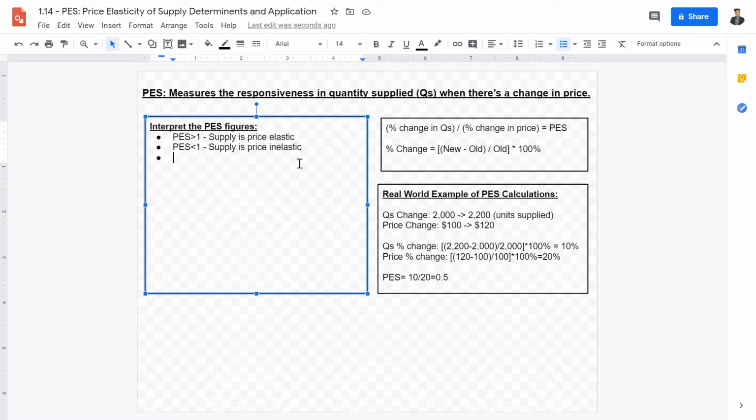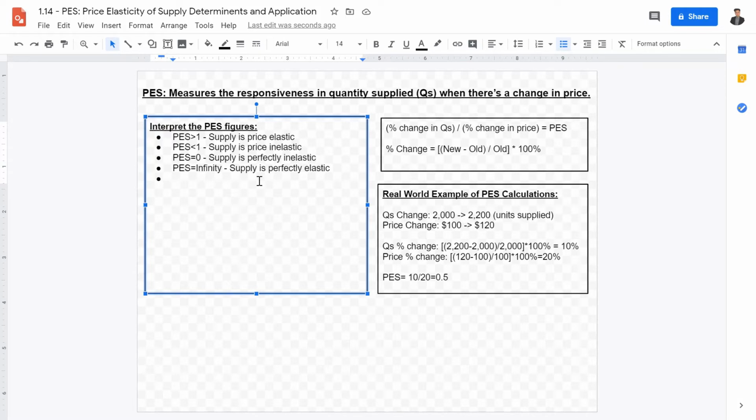Now, here's an extreme example. When PES equals 0, what does that mean? That means supply is perfectly inelastic. And when PES equals infinity, supply is perfectly elastic. Although these are theoretically possible examples, they are very, very extreme examples.